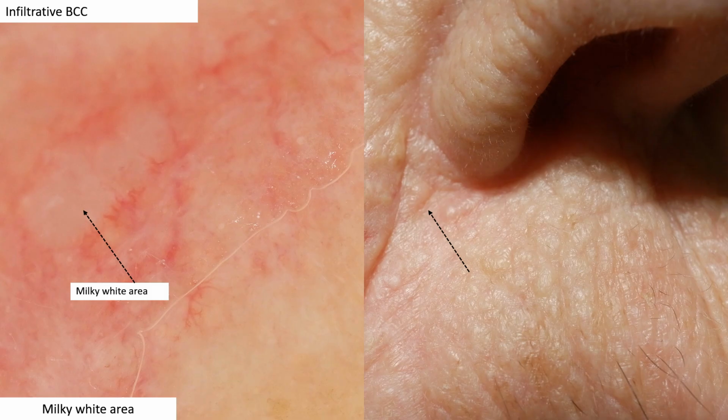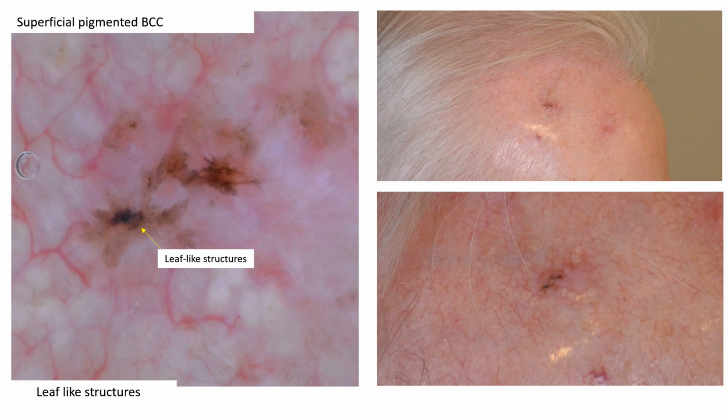Now here we have this subtle lesion of the left nasolabial fold, and you can see with contact non-polarization these milky white areas. Here we see these leaf-like structures, very characteristic of a superficial pigmented basal cell carcinoma.